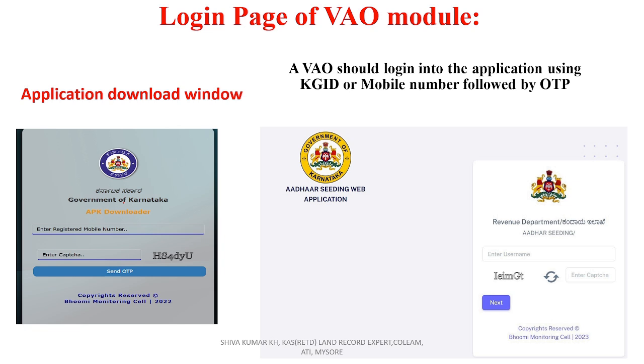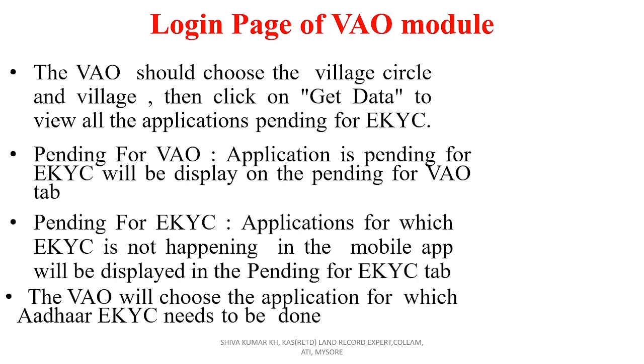The VAO should log in to the application using the KGID or mobile number, and he gets an OTP. After getting the OTP, he enters it and presses the next button. Then the VAO should choose the village circle and village name, and click get data to view the applications pending for eKYC. In this data there are three buttons: one is pending for VAO, another is pending for eKYC, and another is eKYC needs to be done. In the pending for VAO, the applications which are all pending for eKYC will be displayed here.